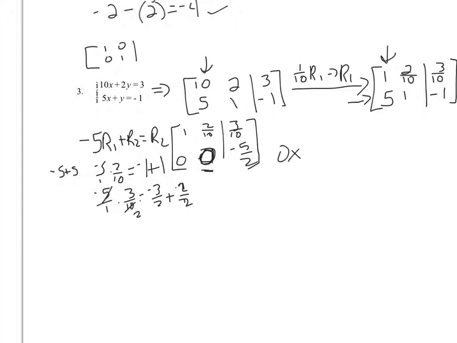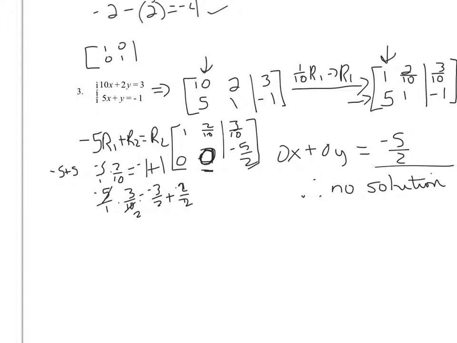This means 0x plus 0y would equal a negative 5 halves. Could that be true? Absolutely not. We've got 0 on the left side would be equal to a negative 5 halves on the right. Here's what that means. There is no solution.